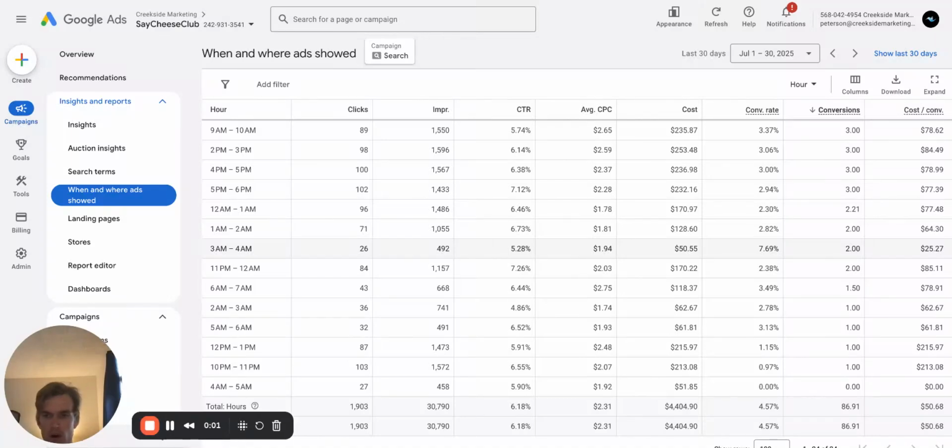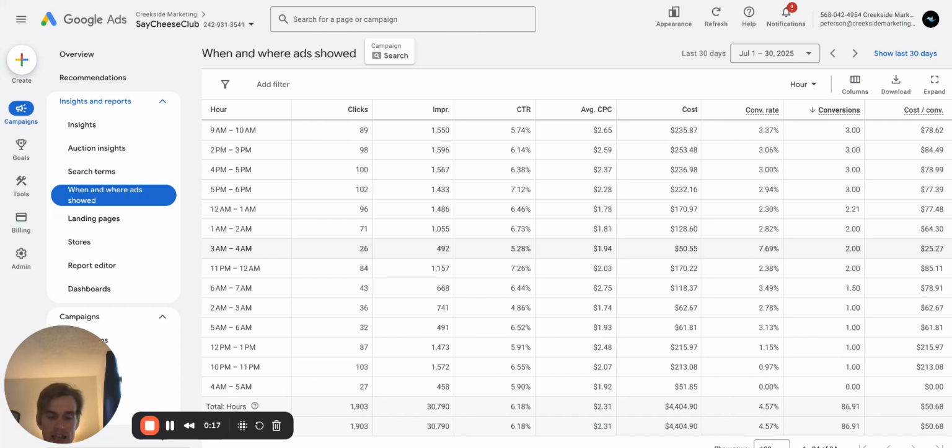So in this video, I'm going to be discussing how to decide when to make an optimization, such as removing a time frame from your ad showing or removing a keyword or such, based on the data that you've received.